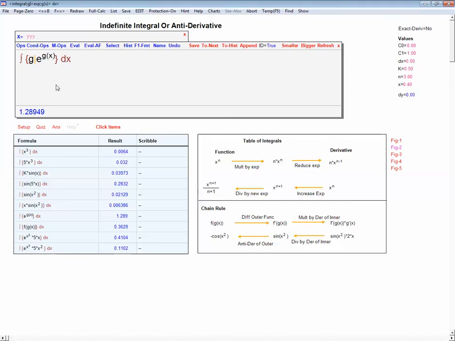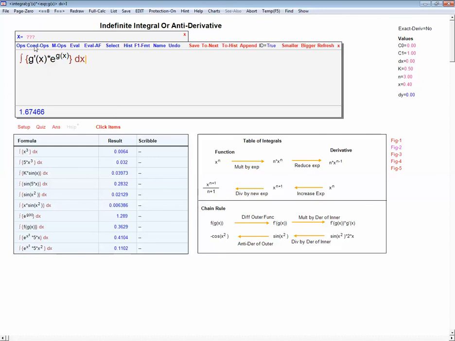Well, we have to see g prime of x in there. And we can't just add it in. So I'm not showing you how to differentiate that original function. I'm showing you a different function that we can differentiate.